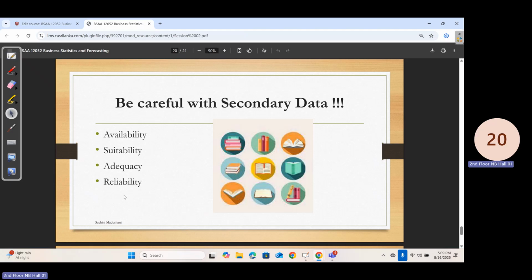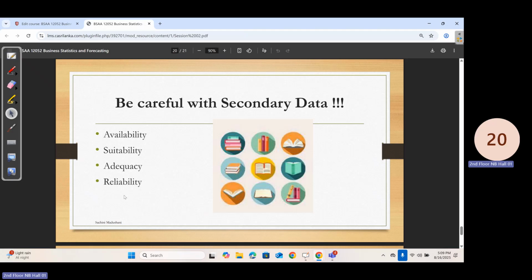It's clear? Then we assume the relevant data is all available. Then we need to take the revenue or profit for the particular company during the past 10 years. Then we check whether all the financial reports are available or not. Okay. Then we assume data is available. Then we move into the second one. What? Suitability.